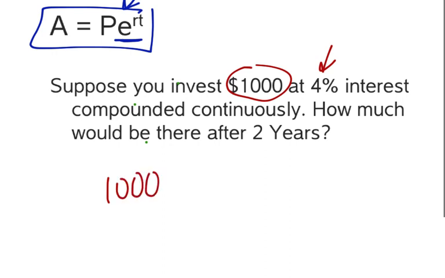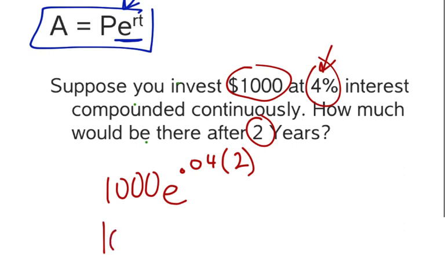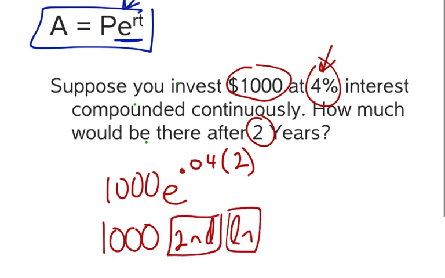So I put in my 1,000, and then times e to the rate, which is not 4%. You've got to say 0.04 times your t. Here it says 2 years, so you just punch a 2 in there. Now you go ahead and type it in your calculator. So on your calculator, you should put 1,000, and then it's probably the second ln button. So 2 separate buttons to push, and then it opens parentheses for you, in which you put your 0.04, and then times 2. Close parentheses, and push enter, and you should get 1,083.